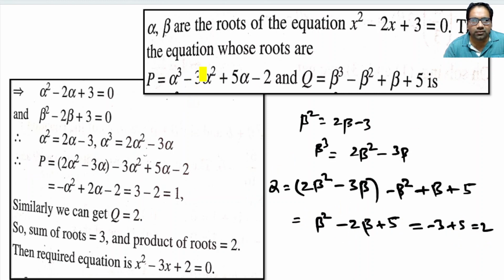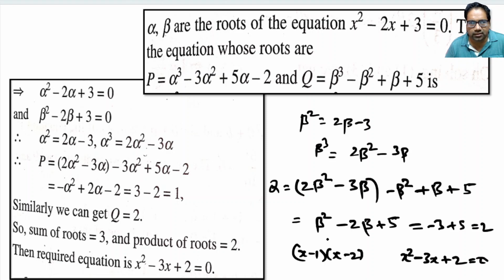What is the equation now? P is 1, q is 2. So we can directly write the equation as x minus 1 into x minus 2. That is one form. X minus 1 into x minus 2 becomes x square minus 3x plus 2 equals 0. That is, x square minus x minus 2x plus 2 equal to 0.